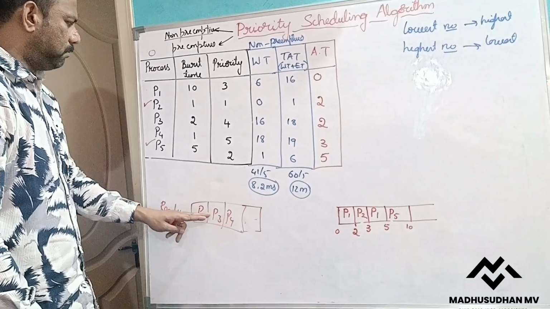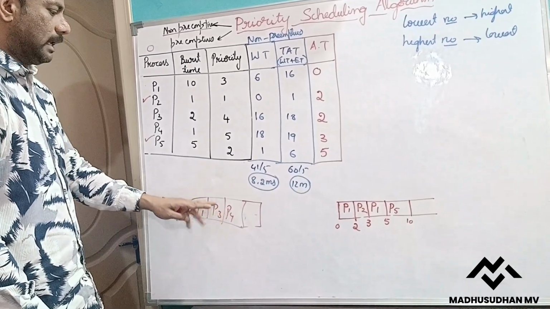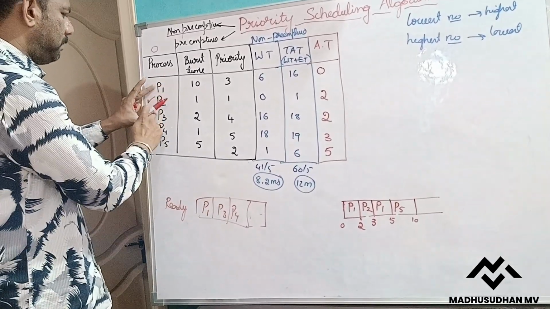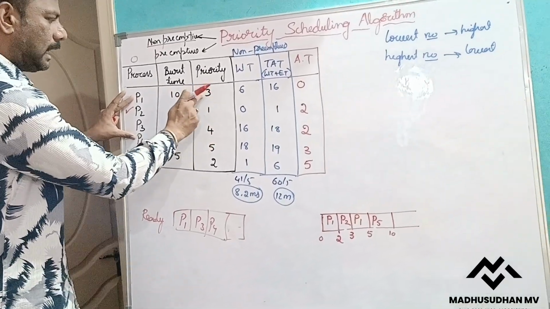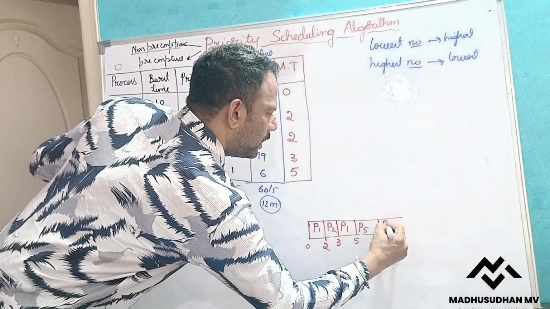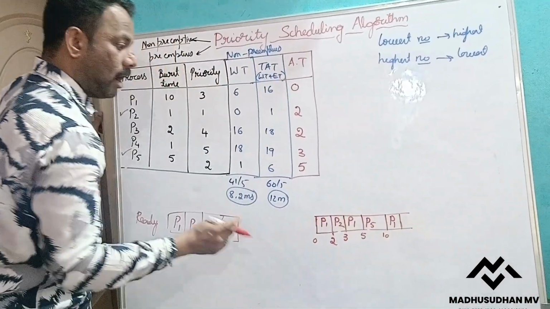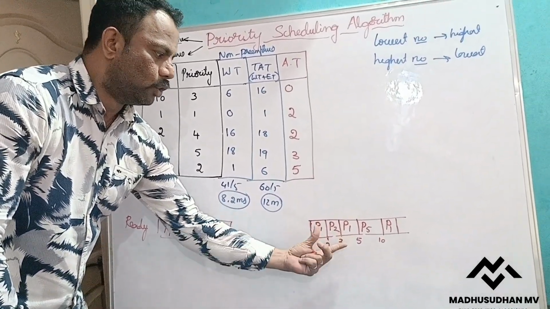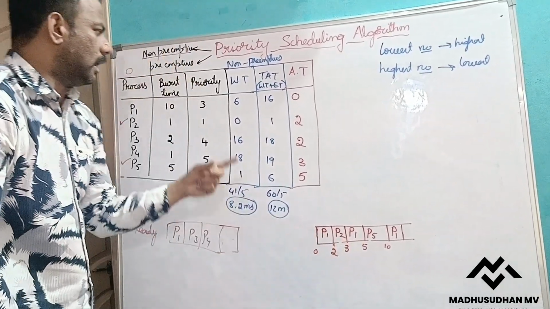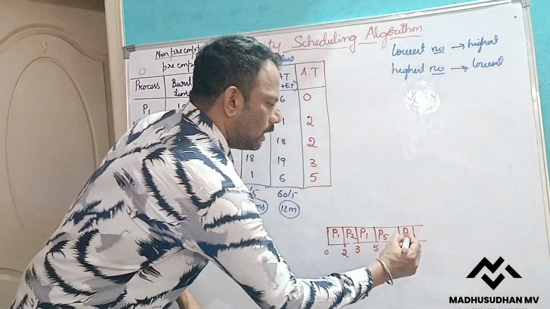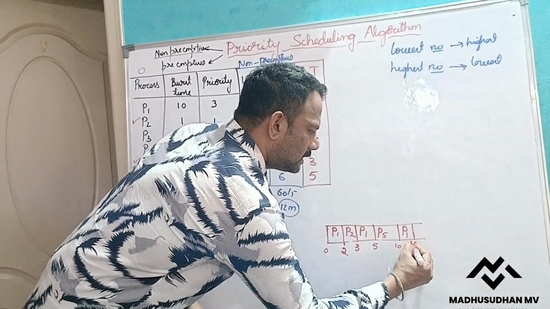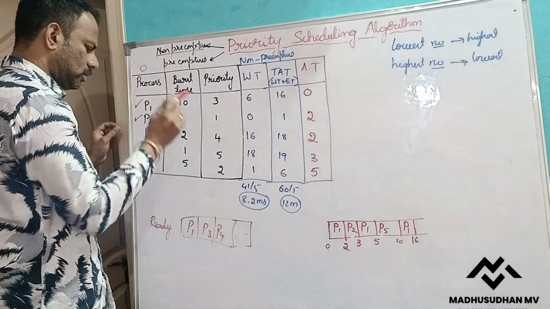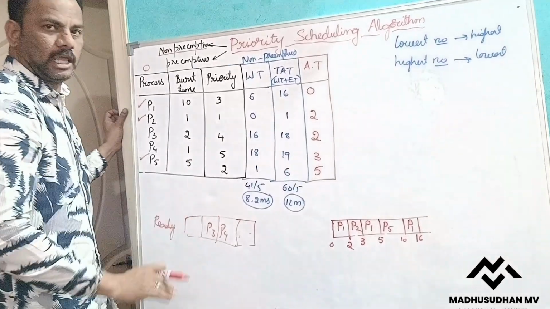Now again among P1, P3, P4, with priorities 3, 4, 5, which is the highest priority? Again P1. So I will start P1. P1 has already executed for 2 plus 2, totally 4 milliseconds. Remaining is 6 milliseconds. 10 plus 6, 16. So now P1 is also done, and I remove it from the ready queue.